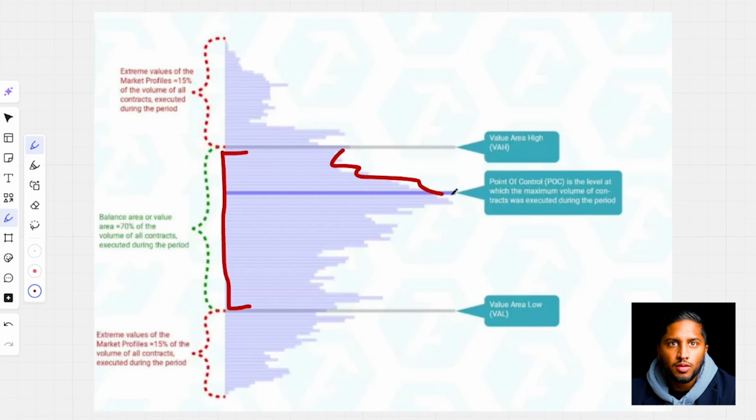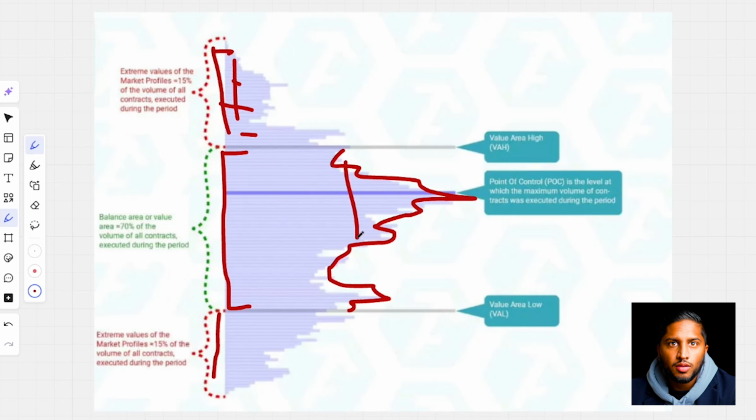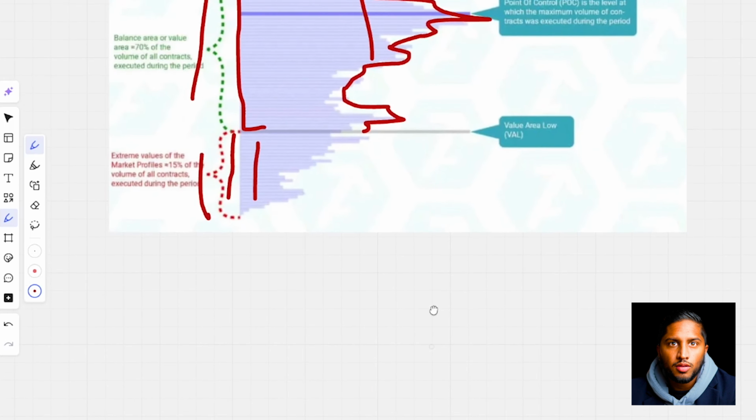So all of these nodes, and anything above or below, represents 15%, which is extreme values of the market profile and the volume of all the contracts executed in this area. So these are low volume, this is high volume, this is low volume, this is 15%, 15%, and this is 70%. And the indicator is going to look something like this.